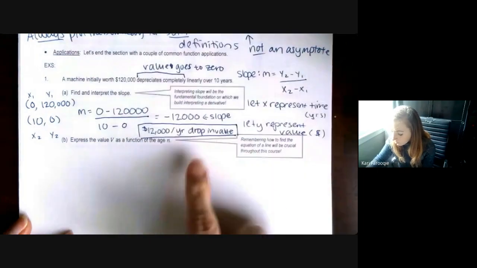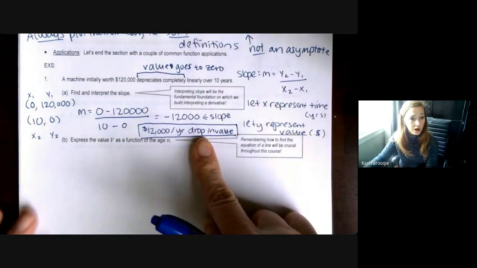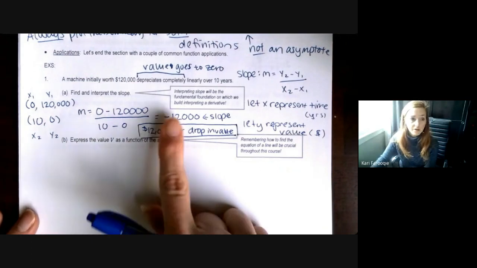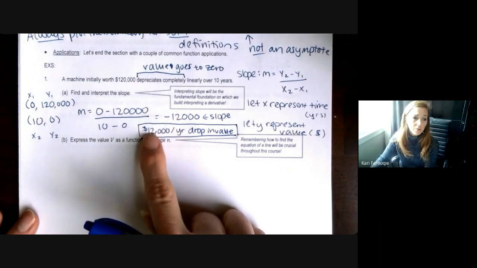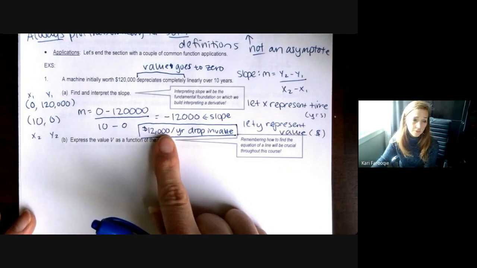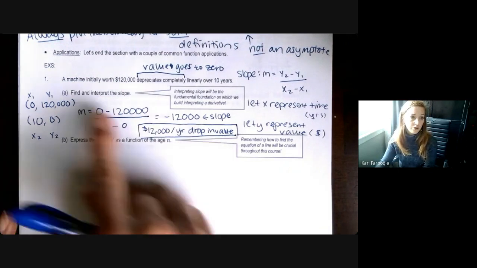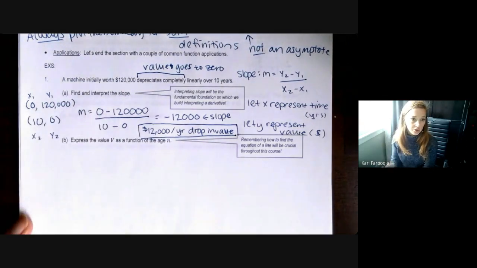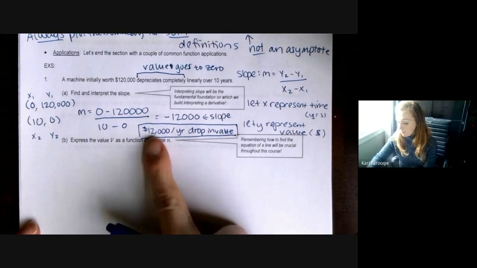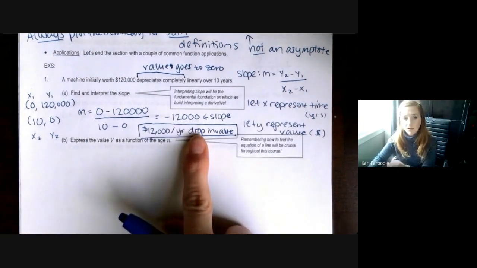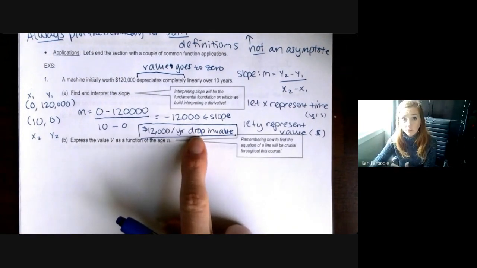Now, as long as you're saying that it's a loss or a drop, then you don't put the negative on it. The negative is part of your slope, but it represents that every year your investment, or your machine in this case, is decreasing in value by $12,000. So when we are interpreting this, that negative sign gets replaced with some word that indicates that the value is going down.